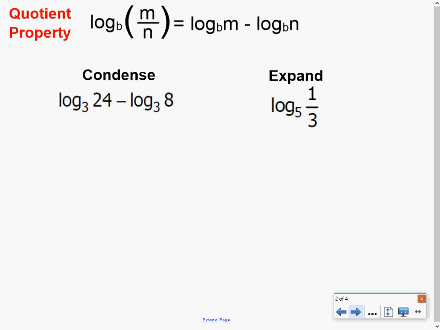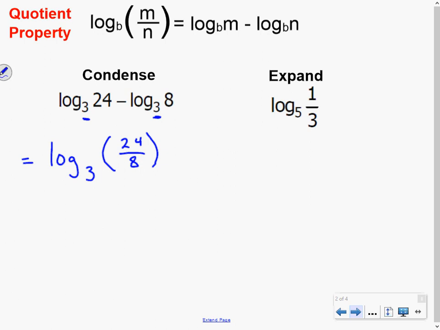So again, condense, expand. So I am condensing here. I've got two logs of base 3 that are being subtracted. So that means I can condense this into a single log of base 3 of 24 divided by 8. Well, 24 divided by 8 is really just 3. So again, we could simplify that there. We're not worried about it right now. We're just focused on expanding and condensing. So you could keep going, simplify that a little further.